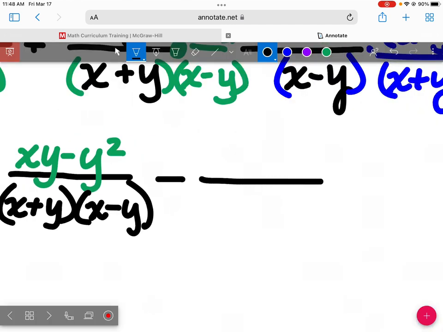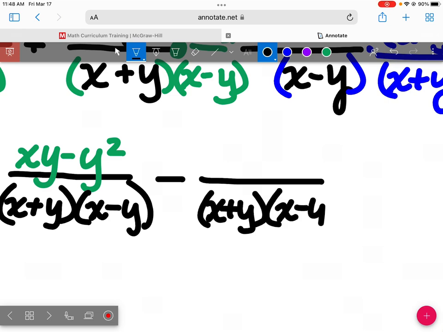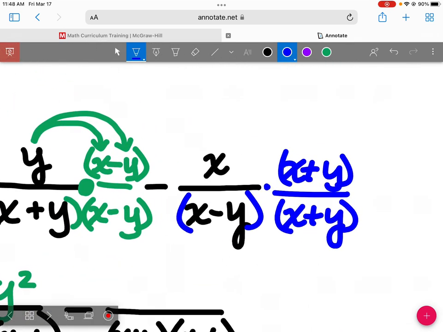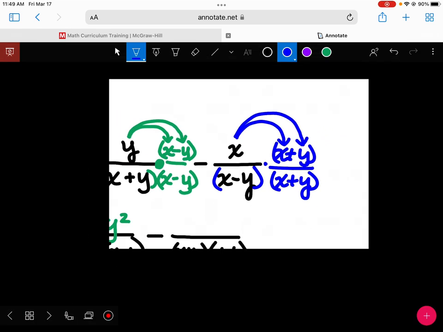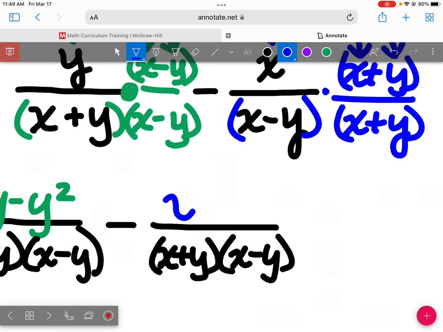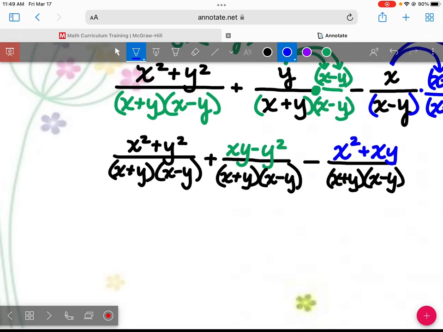Minus, what do I have to do here? Multiply. So what am I going to get when I multiply? When I distribute by multiplying, what am I going to get? X squared plus xy. Do I have common denominators on all three of these? Yes. X plus y, x minus y.